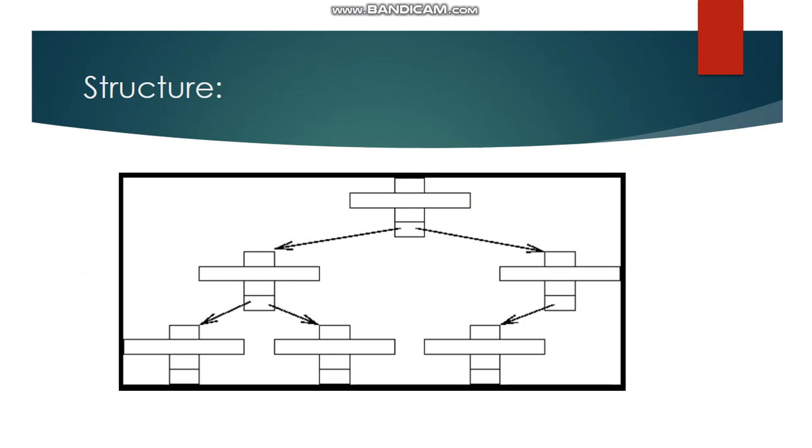So now we will look at the basic structure. A T-tree node usually consists of pointers to the parent node, the left and right child node as it can be seen in this image, and an ordered array of data pointers and some control data.